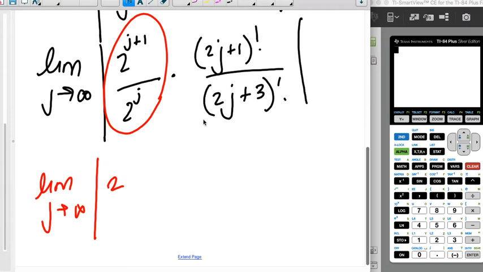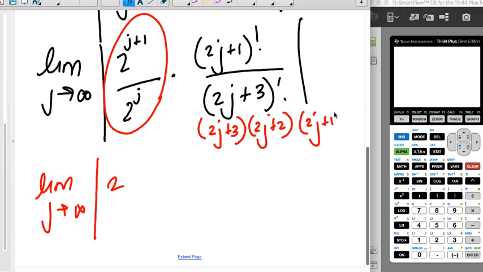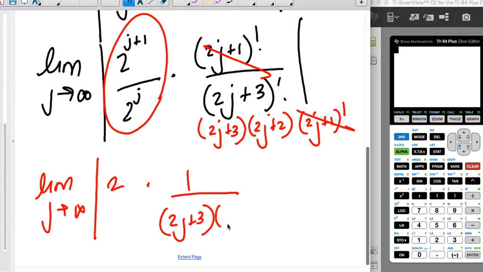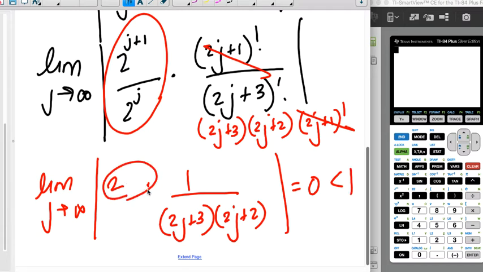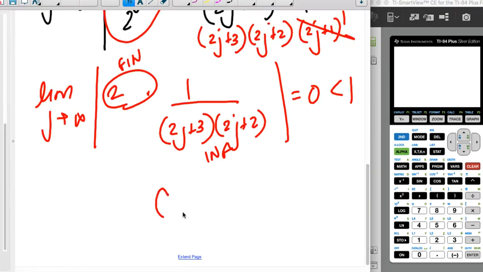And then for this one, it's helpful to recognize that this is 2j plus 3 times 2j plus 2 times, oh, there's the 2j plus 1 factorial that I wanted, right? So these cancel. So I'm going to get that this is 2j plus 3 times 2j plus 2. Well, that's a 0 because I have a finite number on top, right? This is finite. These are going to be infinite. When you divide a finite number by an infinite number, you get 0, so this thing converges.